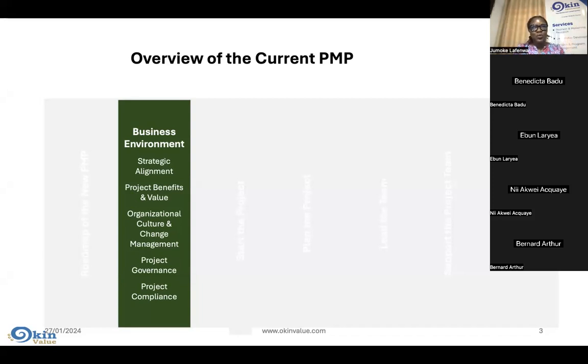So this is what goes on in lesson 1: strategic alignment, project benefits and value, organizational culture and change management, project governance, project compliance. We don't hear inputs. We talk about tools that you will need to be able to carry out some of these activities, but not tools and techniques, and not outputs and not inputs.